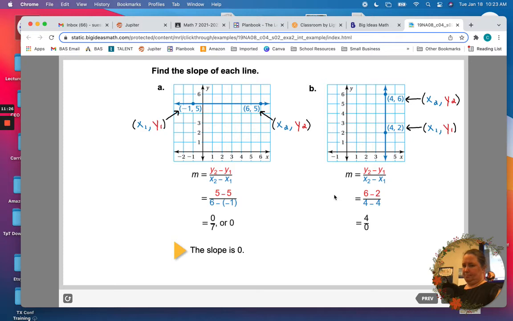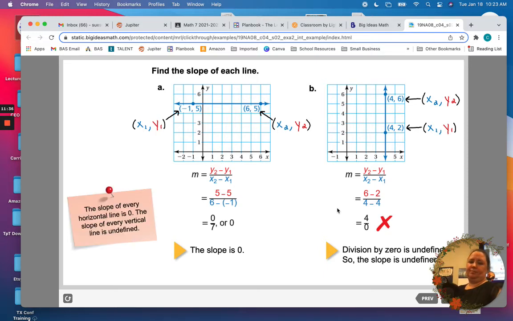You may not ever divide a number by 0. Mathematicians jokingly say you'll create a black hole. Okay, you cannot do this. This slope is considered undefined. So you would actually write the word undefined. It's not 0.